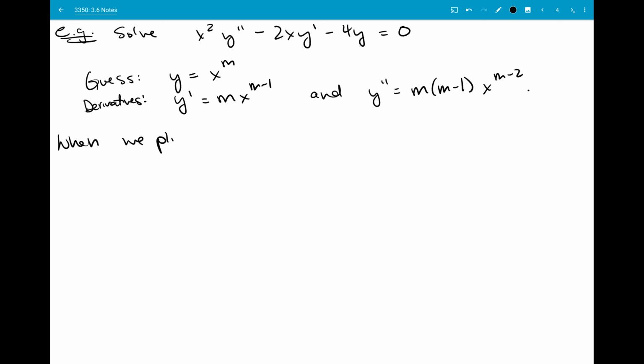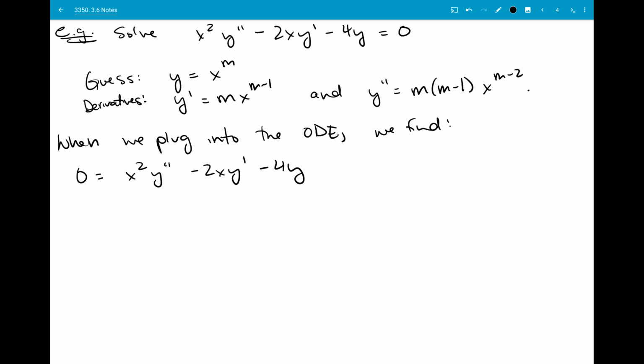And then when we plug this into the ODE, what we're going to find is that we want to have 0 equal to x squared y double prime minus 2x y prime minus 4y. And so that's going to give us x squared times this thing, m times m minus 1 times x to the m minus 2, minus 2x times that thing, m x to the m minus 1, minus 4x to the m.